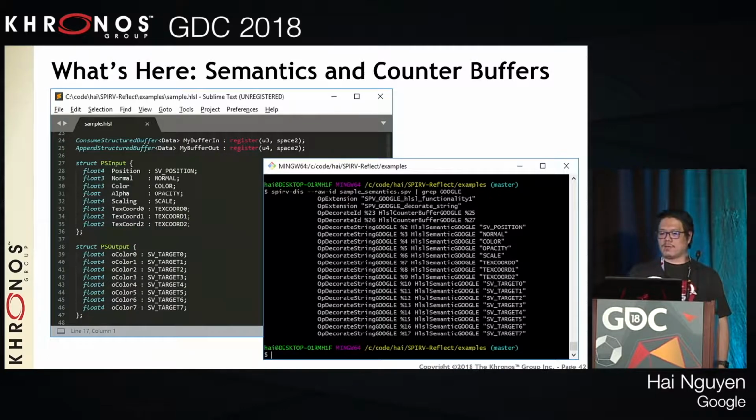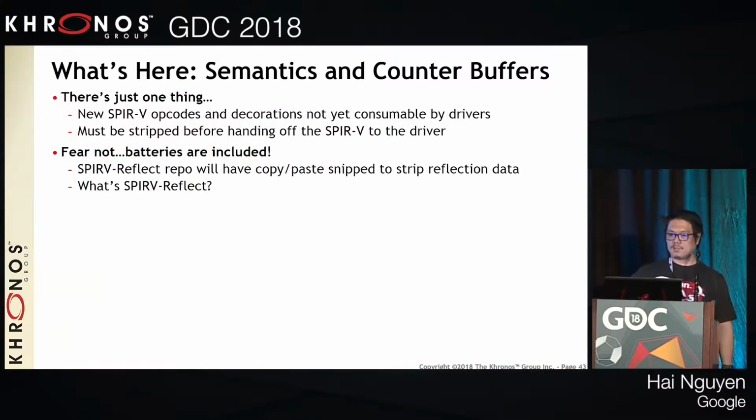There is, however, one slight catch to this. Because the drivers can't consume the opcodes and decorations yet, they need to be stripped before they get fed to the driver. But we thought about this, and what we're going to do is provide a code snippet that you can use. It's about 20 lines of code that Lei Zhang wrote, and it'll take out all the opcodes for the decorations for semantics and counter buffers, and you can pass the SPIR-V clean to the driver.